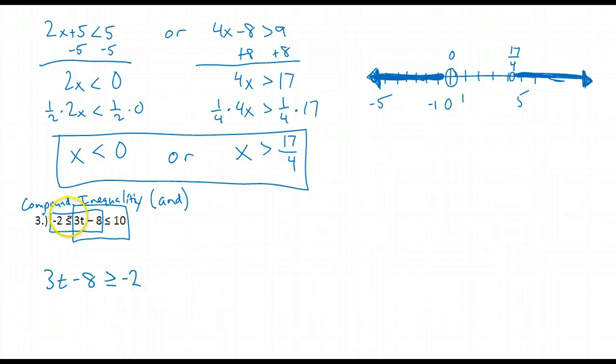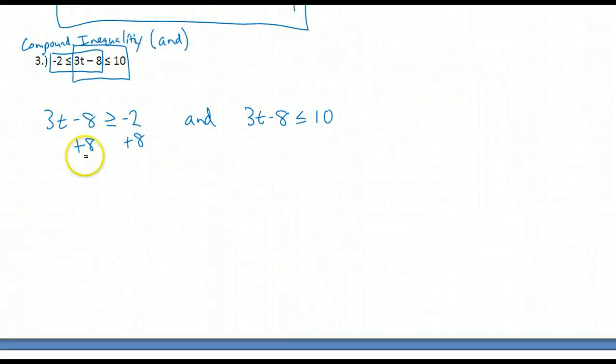If you notice, this inequality opens up towards 3t minus 8, so I need to keep that when I rewrite my statement. And my other inequality is 3t minus 8 has to be less than or equal to 10. So this is how I get two inequalities out of this one compound inequality. Now I solve for t in both inequalities.